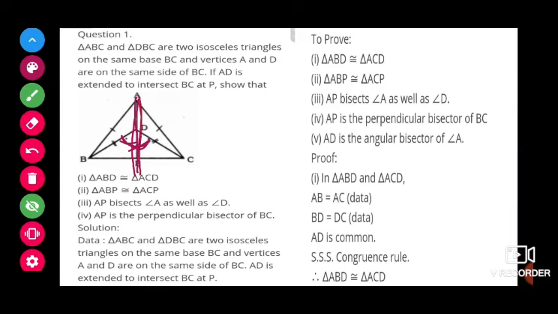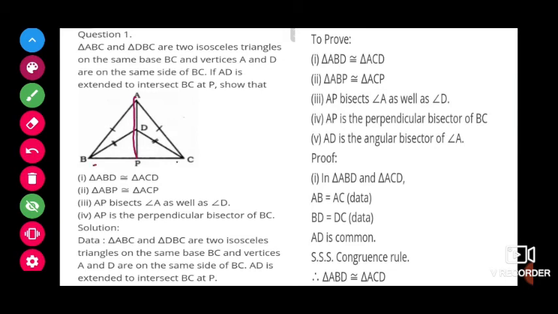So now we have to show that AP is a perpendicular bisector, meaning this is dividing BC also into two equal parts, meaning we have to show BP is equal to PC. Just now we have shown that these two triangles are equal, then automatically the corresponding sides will be equal. So we can say that BP is equal to PC. That's what it is, dividing it into two equal parts.